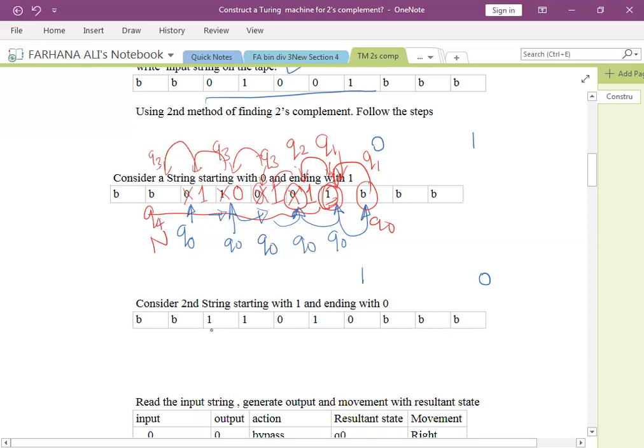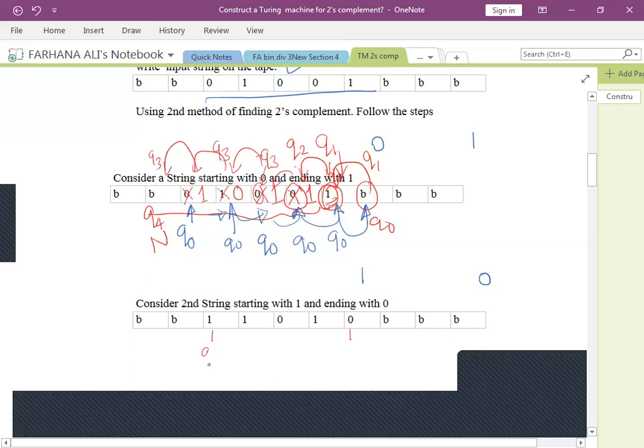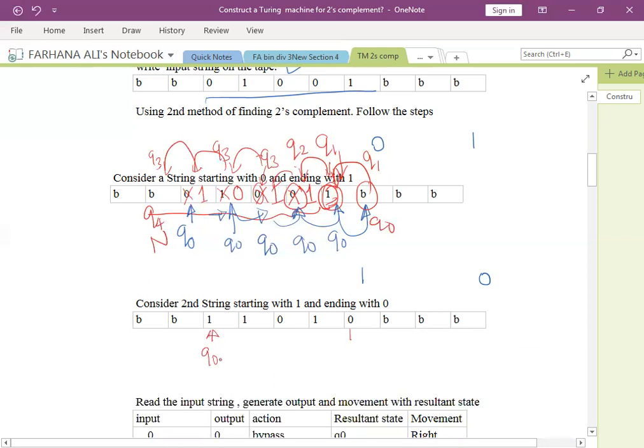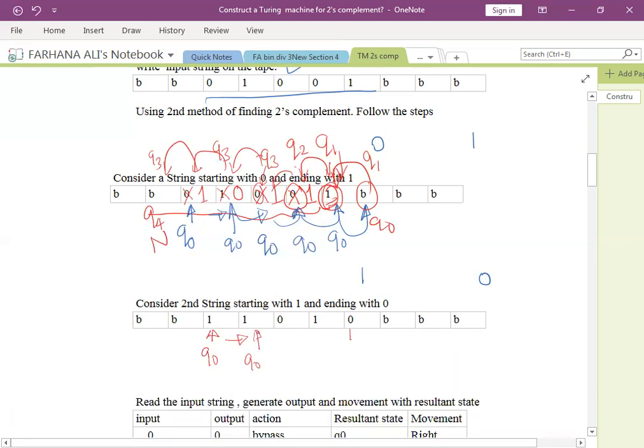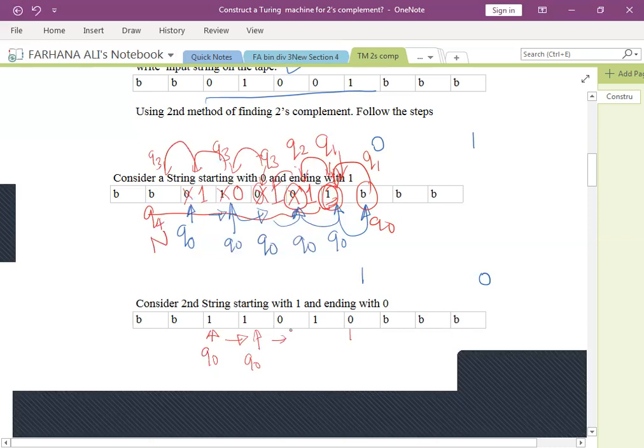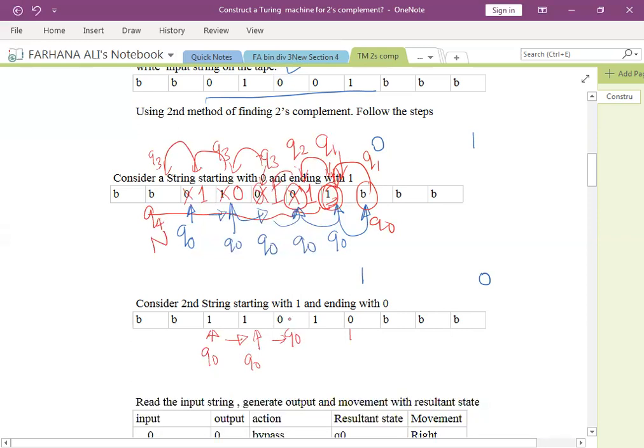Now here we have a string starting with 1 and ending with 0. So we will start with the initial state Q0. We have the pointer here. So Q0 with 1 is do nothing, move towards the right hand side. We are here now. Q0 with 1 is just bypass, move towards the right hand side. We are here. Q0 with 0 is only move towards the right hand side. Q0 with 1 is again move towards the right hand side.